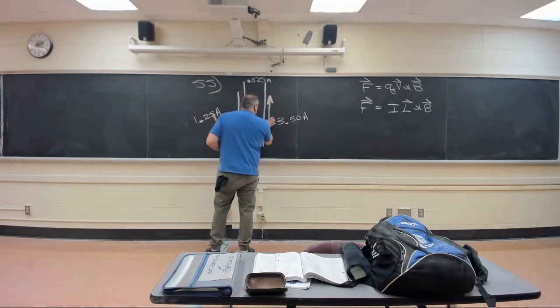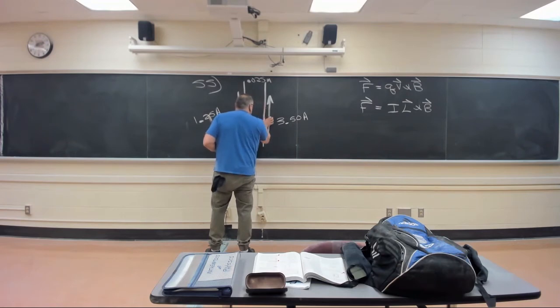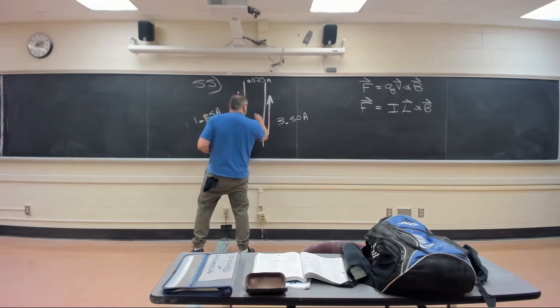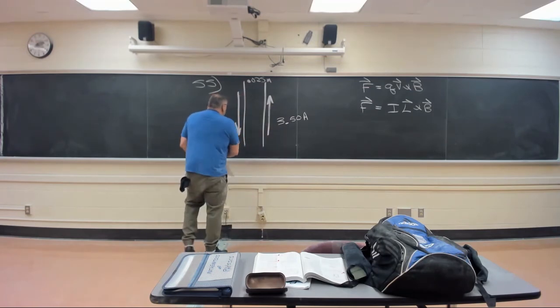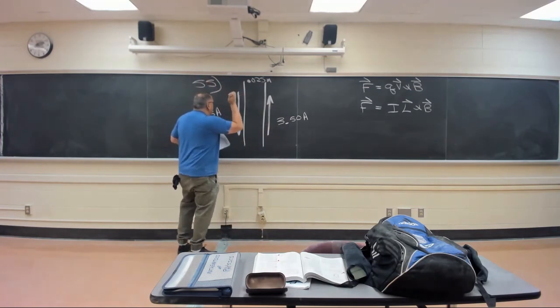Here's I. Put your thumb in the direction of current. Roll the fingers of the right hand. Thumb in the direction of the current. Roll the fingers of the right hand. The B field circles, and when it circles, bam, it comes out of the board right here. The B field's coming out right here.